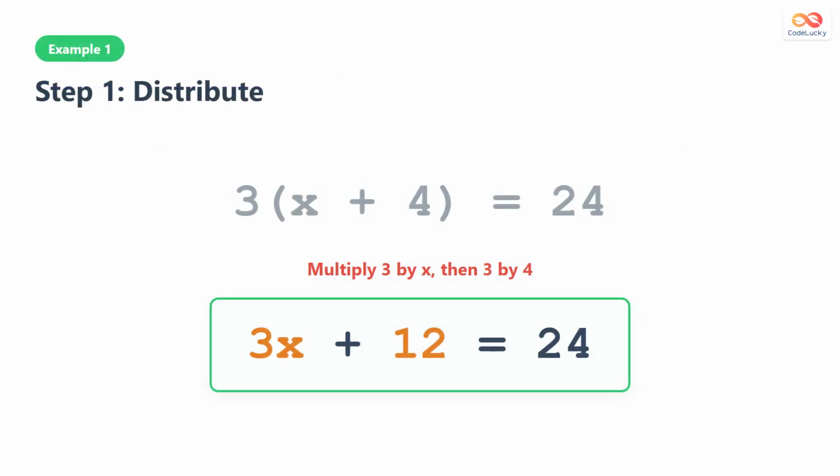Let's try an example. 3 times the quantity x plus 4 equals 24. Our first step is to distribute the 3. 3 times x is 3x, 3 times 4 is 12. So, our new equation is 3x plus 12 equals 24.